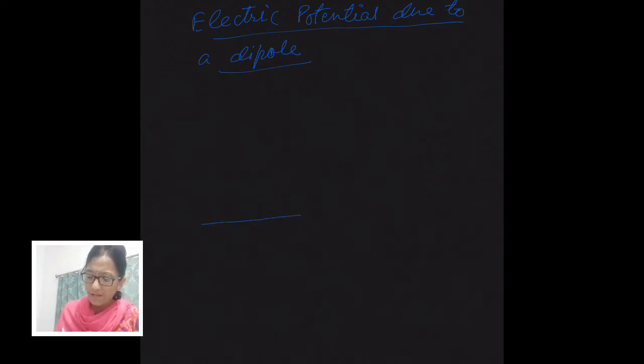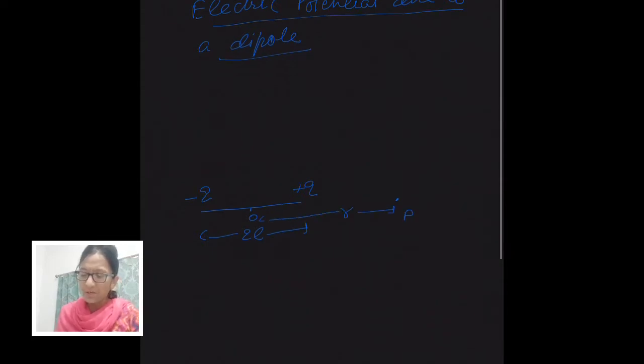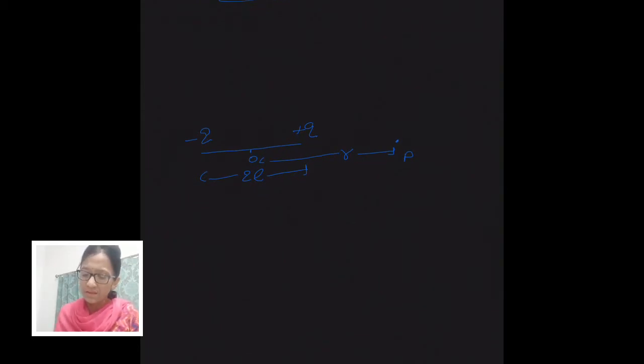Suppose we have a dipole with two charges, minus q and plus q. The length of the dipole is 2L, and the center of the dipole is at O. So we have to find electric potential at an axial point P, which is at a distance r from its center. So let us proceed.